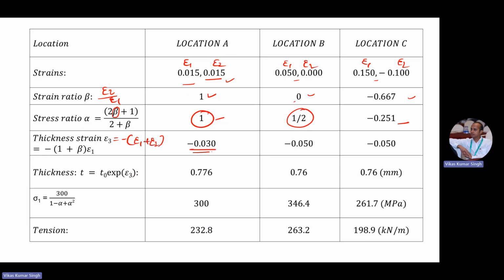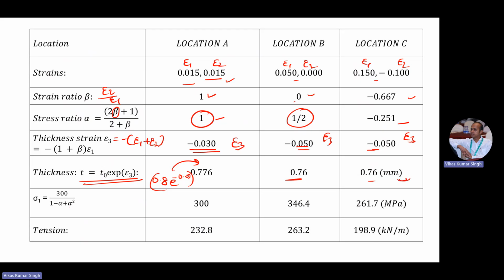You just put this value and you will get it. So this one and this one, all the thickness values. Thickness strain means epsilon 3. This is nothing but epsilon 3. Here also epsilon 3, here also epsilon 3. Now for thickness, you can see the formula is given. If you put this in, it's 0.8 into e to the power minus 0.03. So this value will be nothing but this much. Similarly for this and for this, all are in mm.